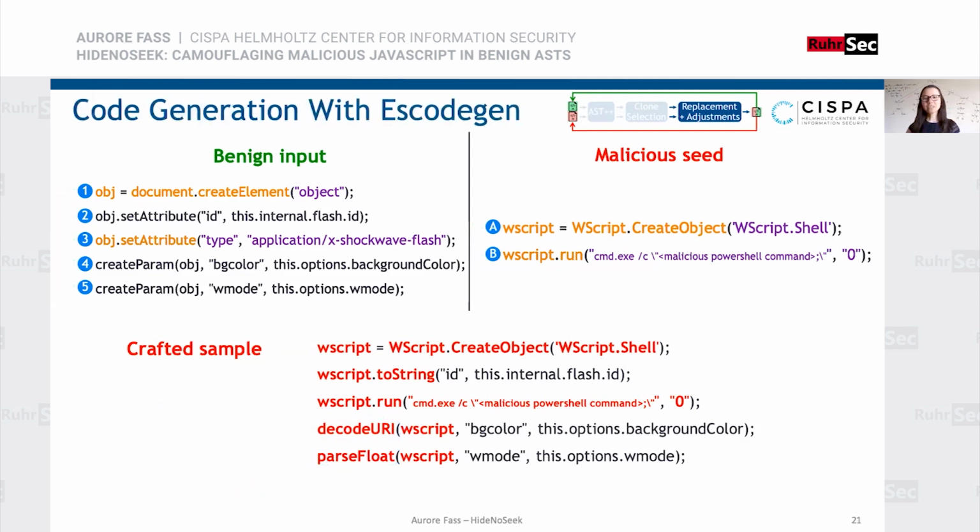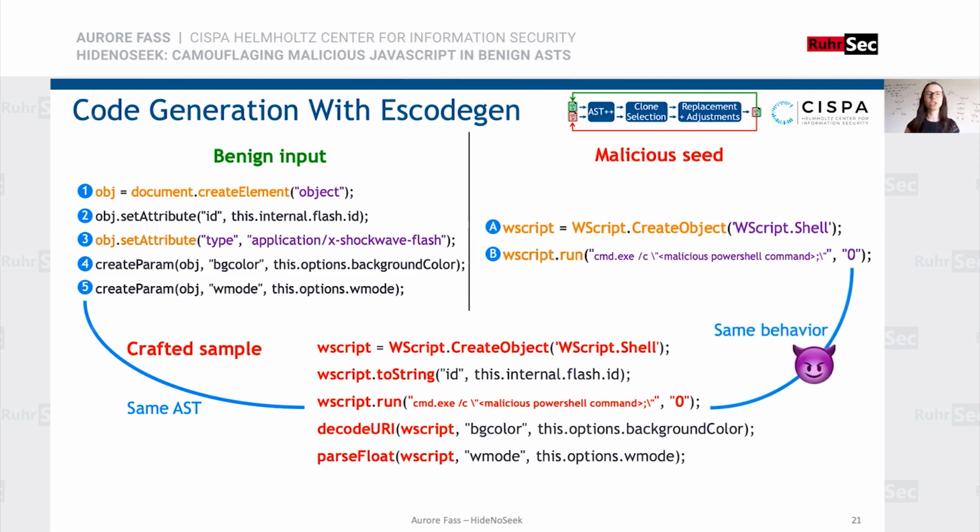Great, so obviously we have been working at the AST level, so HideNoSeek is directly modifying the AST, meaning that at the end, we need to transform the modified AST back to code, and we do that with the ECMAScript code generator. And so here we have our generated code back. And as you can see, the crafted sample has by construction exactly the same AST as the original input used for the camouflage, while retaining the malicious semantics of the original seed. It is exactly what HideNoSeek is doing.